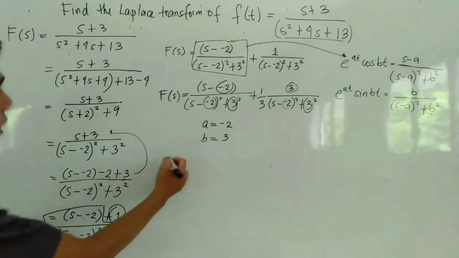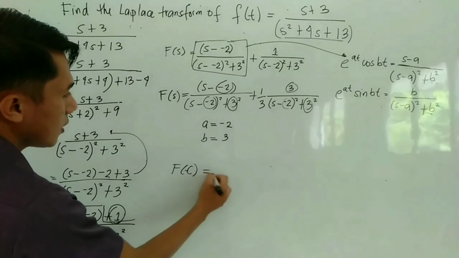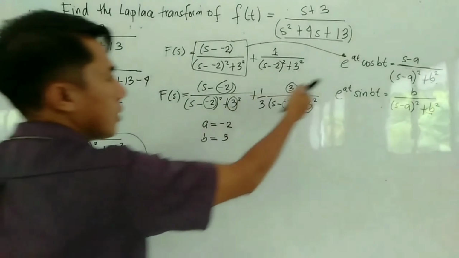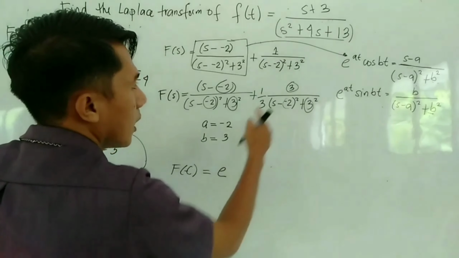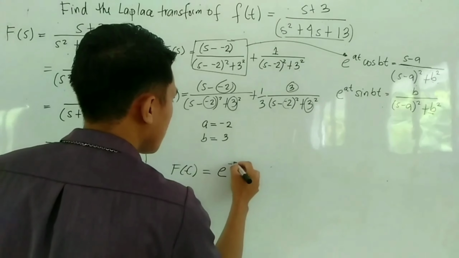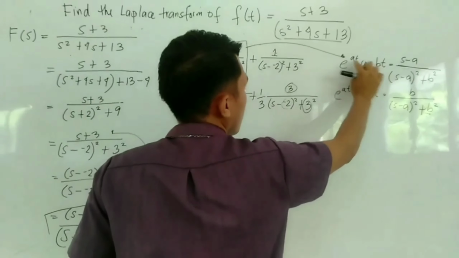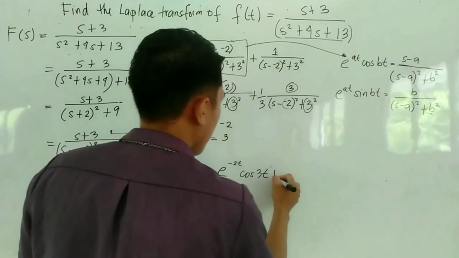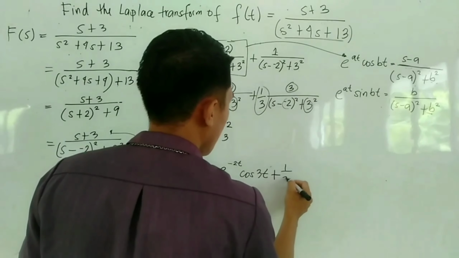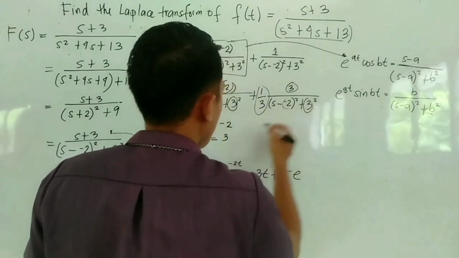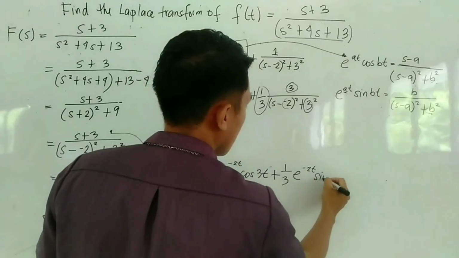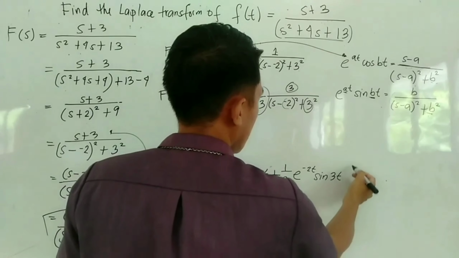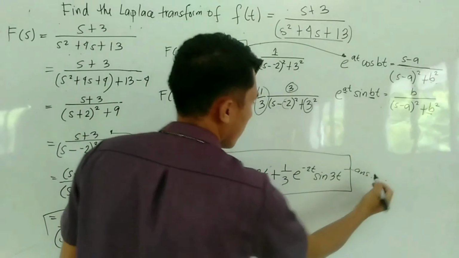For the inverse Laplace transform, f of t is equal to s plus 3 over s squared plus 4s plus 13, which is equal to, let's start with this one: the value of a is negative 2, so that's e to the negative 2t cosine of the value for b, which is 3, 3t, plus the constant 1/3 e to the negative 2t sine 3t. That's it.